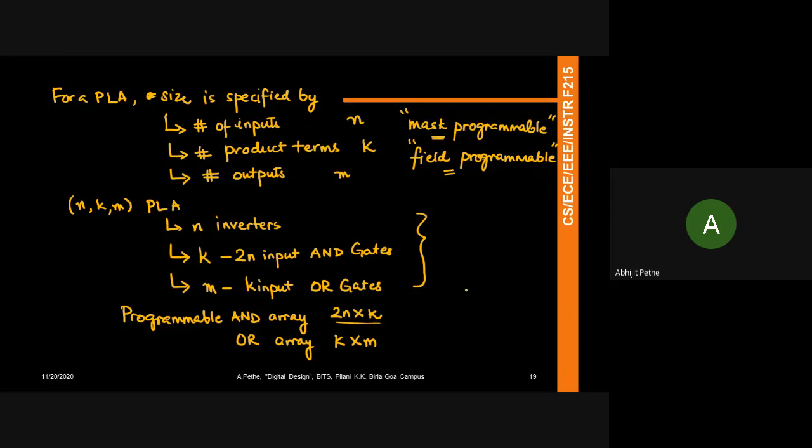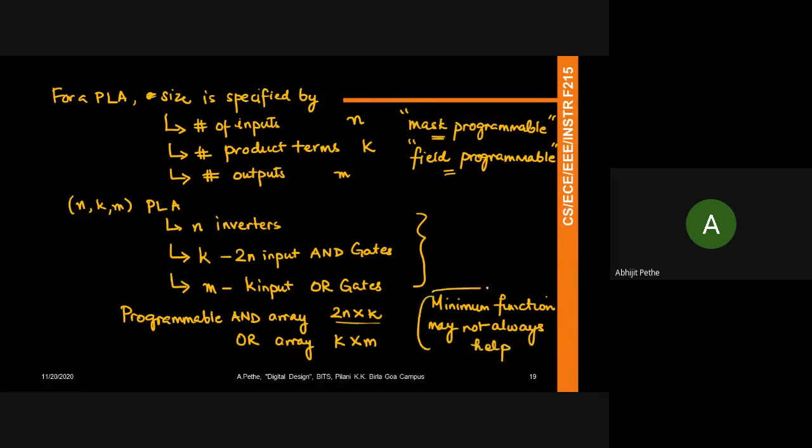So again, the key thing you want to remember is to reduce the product terms, and always remember that the minimum function may not always help. So think of a way by which you share the product terms, right? As I gave an example in the previous case, always remember it's not about minimization in this case. Minimization might end up actually giving you more product terms than you need. So try to figure out how to express the function such that it shares as many product terms as possible. Okay.